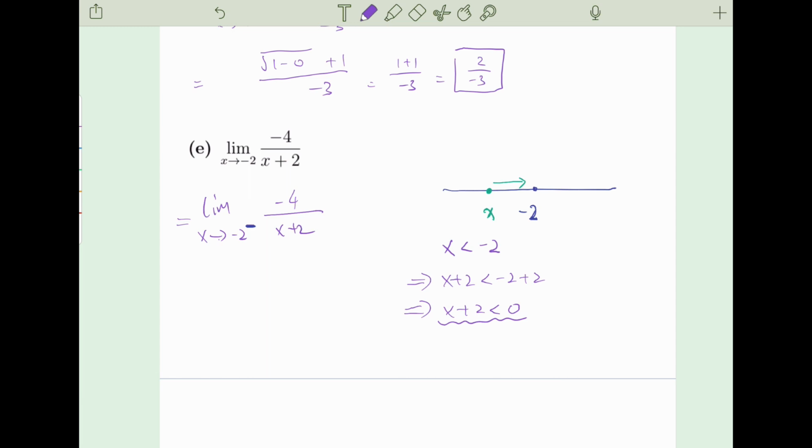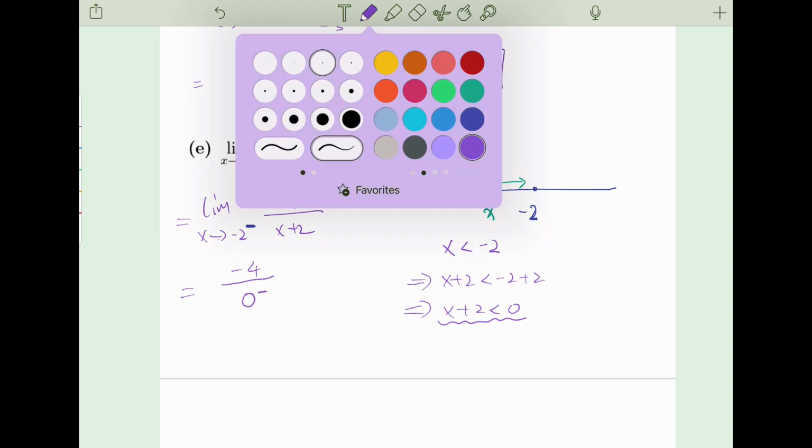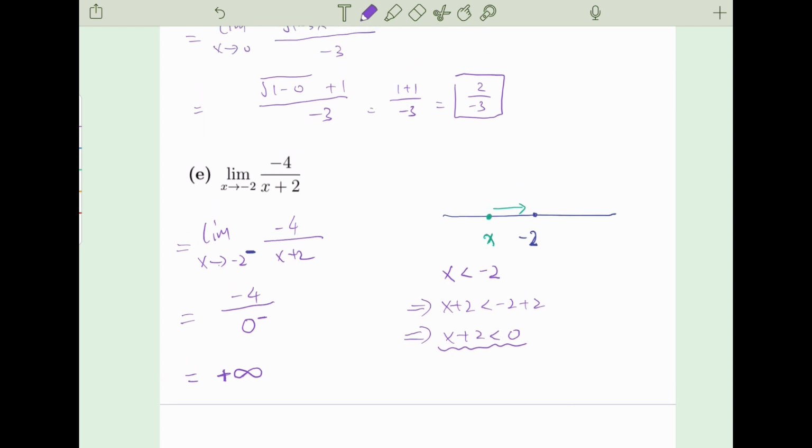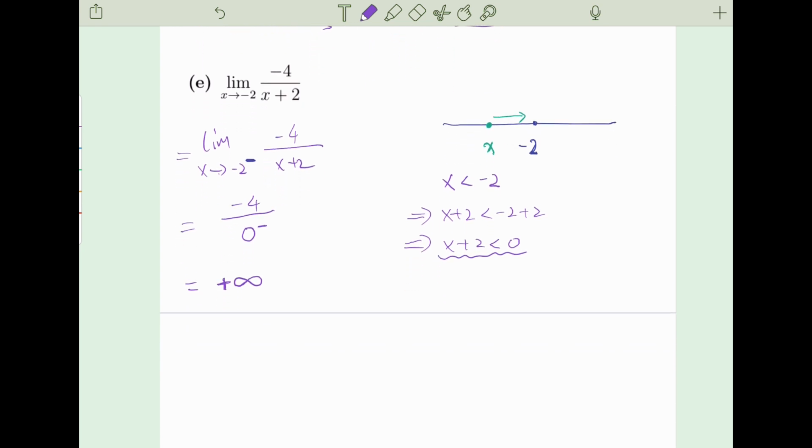So you're going to have negative 4 divided by, just a notation here, 0 minus, which means it's a very small negative number. So speaking of the sign, the top is negative and the bottom is negative, so the overall sign is positive because the two negative signs cancel out. So we have positive. And as I said, when the denominator gets very small, the fraction is very large, so it goes to infinity. Okay, so that is how we solve this problem just for the left limit.